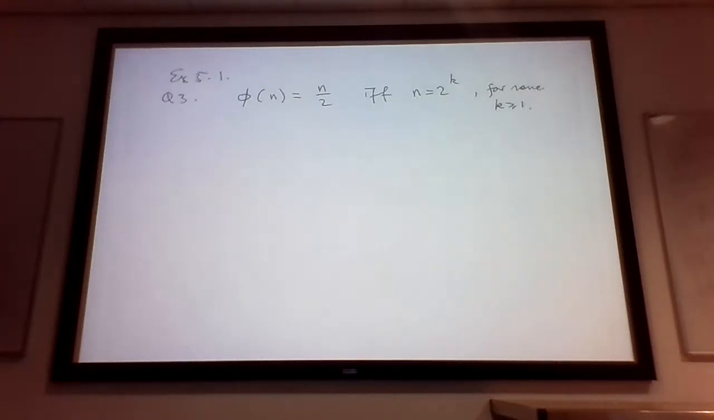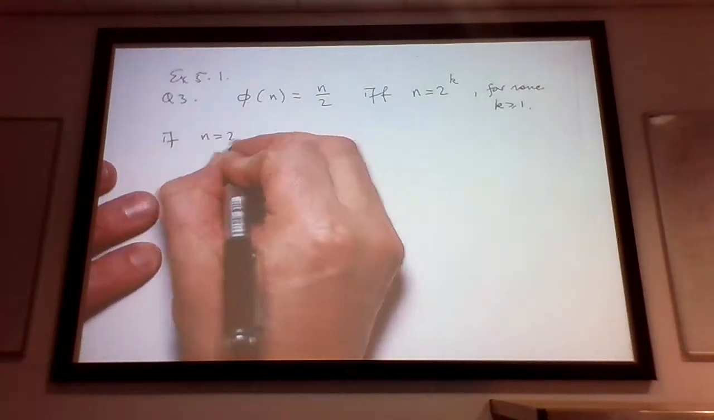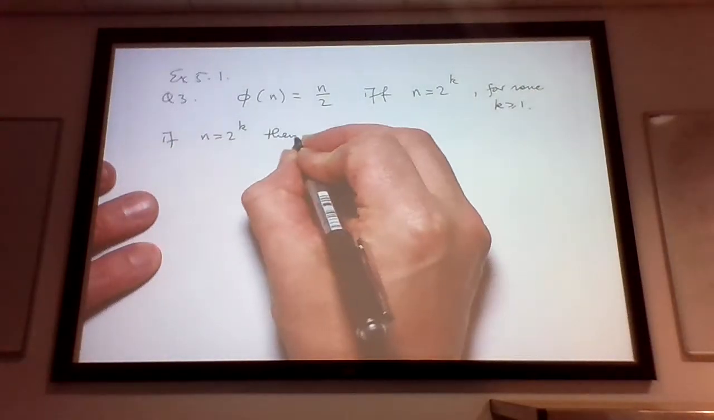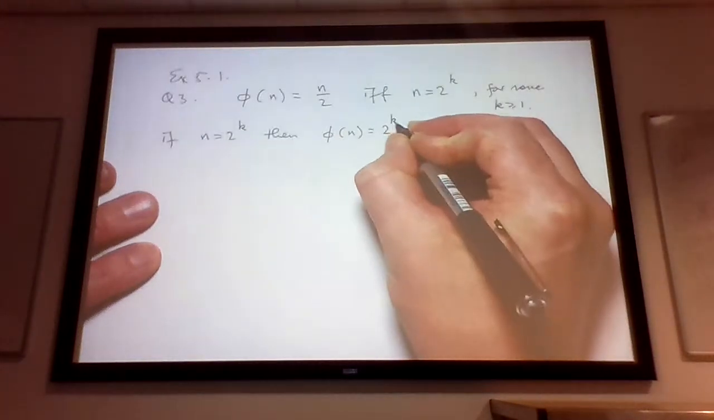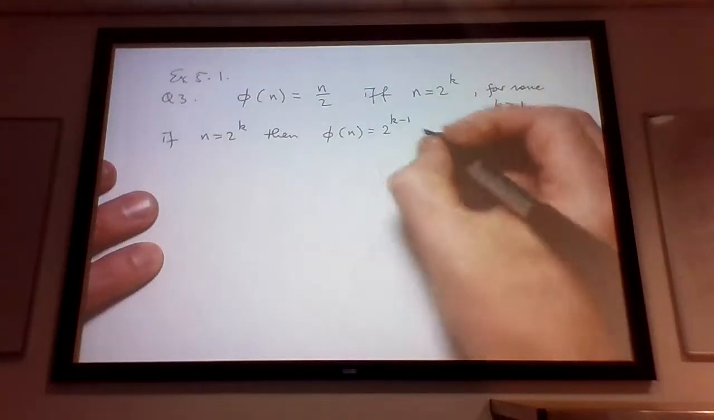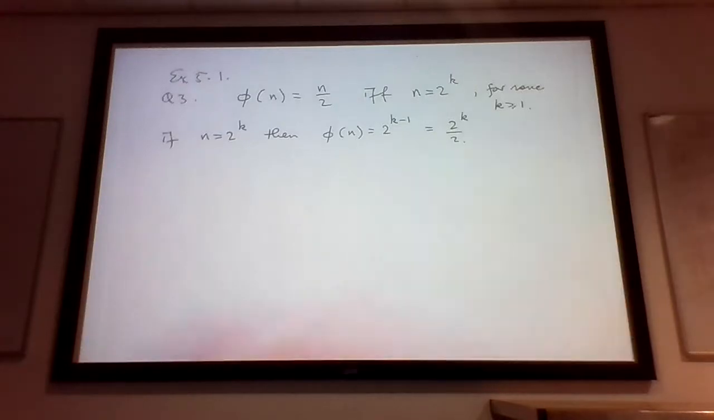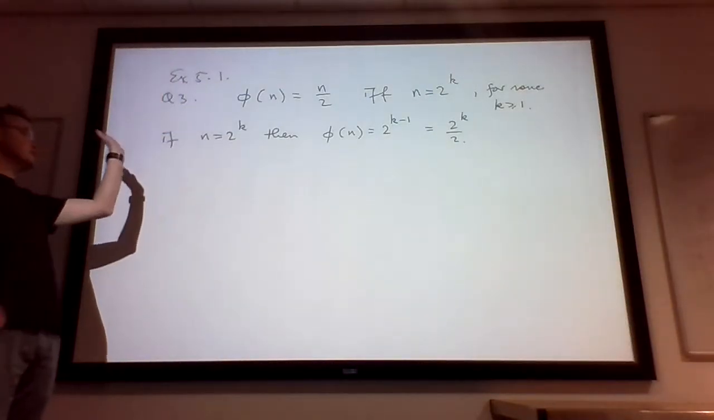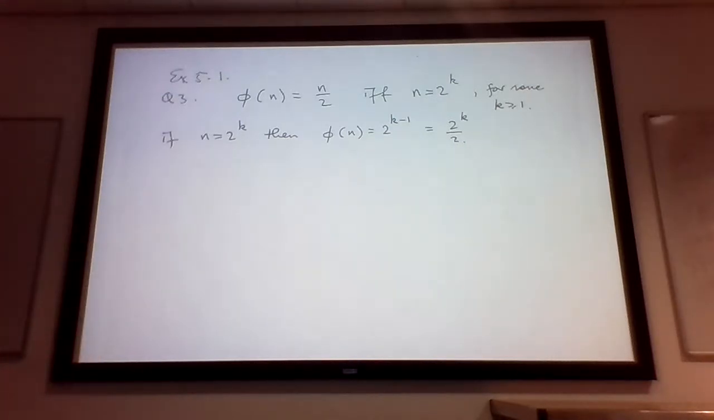Well, one direction of that comes out straight away from applying the multiplicative formula. Because if n is a power of 2, then phi of n, just applying the multiplicative formula, is 2 to the k minus 1, which is exactly 2 to the k divided by 2. So the direction from right to left comes out immediately from the multiplicative formula.